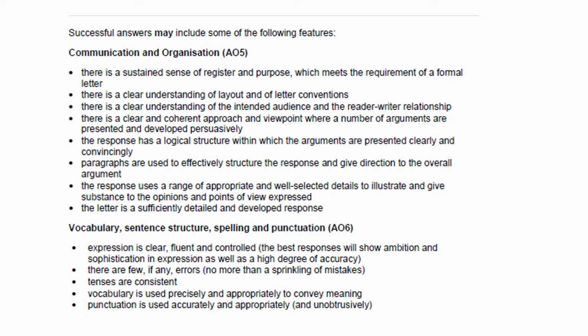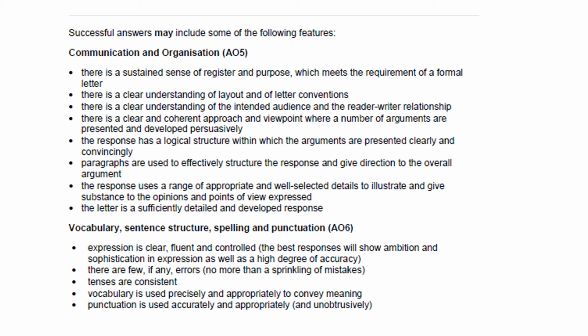You can see they've specified that paragraphs are used effectively to structure the response, and they give direction to the overall argument. That's perhaps a nod to the fact they would look for a short opening paragraph and then some detailed middle paragraphs before a short conclusive statement.